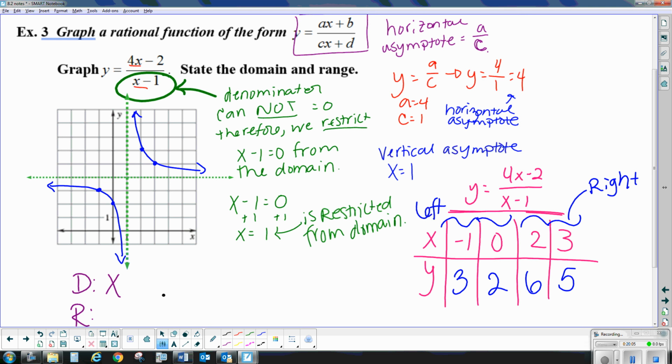So our domain is any values that are not equal to +1, and our range are any y values that are not equal to 4. Again, in this case, your vertical and horizontal asymptotes are the restrictions for your domain and range, because those are the only two values for x and y that they are never going to actually touch. They will approach but never actually reach your asymptotes.